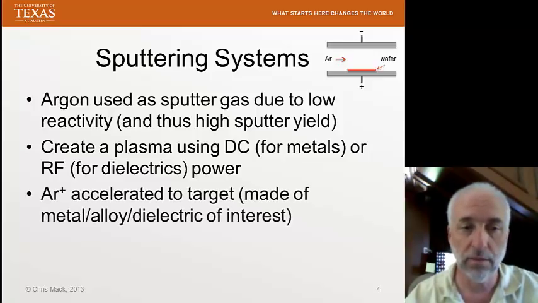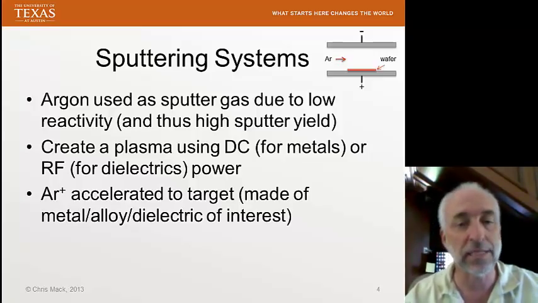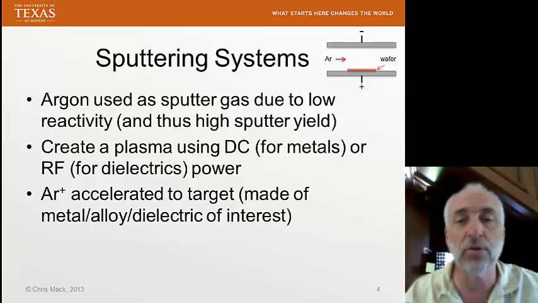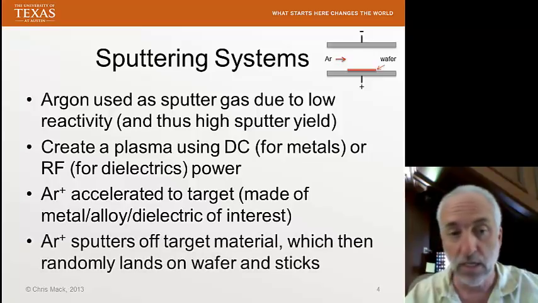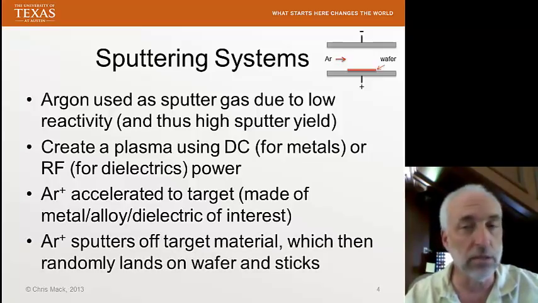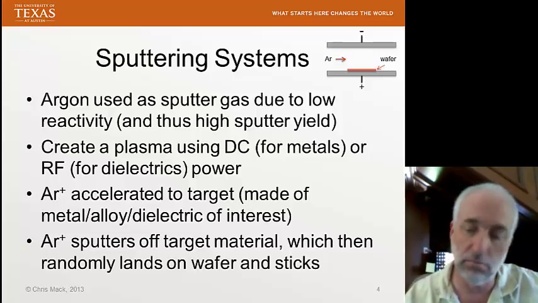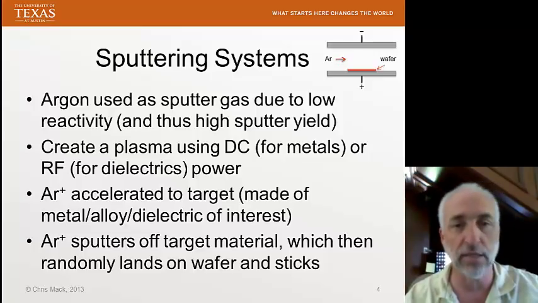We'll put a negative voltage then on the cathode, the target, with the material that we want to deposit, so that the ionized argon is accelerated towards that target. It slams into the target at the proper energy, and we can sputter off bits of that target. The sputtered target material then just floats around in the gas and randomly lands anywhere, and if it lands on the wafer, it can stick and form the layer we're trying to deposit.